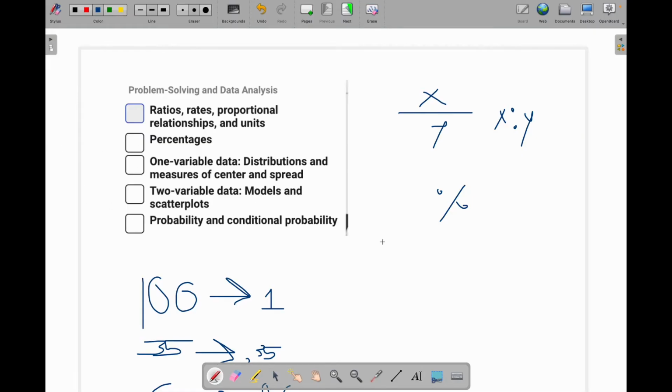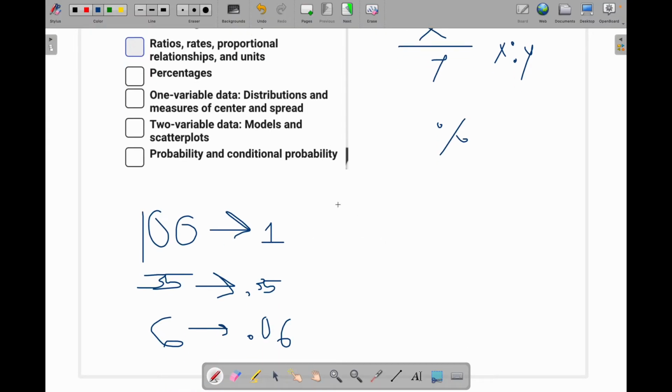Now, distributions and measures of center and spread, just remember mean, median, and mode. Mean is your average, where you're first going to add up all your things, and then you're going to divide by the number. That's basically all your mean is. Your median is the middle. So when you take all your values, let's say you have a bunch of values on the number line, whichever one is in the middle number, that's your median.